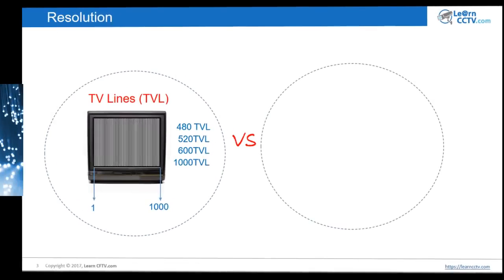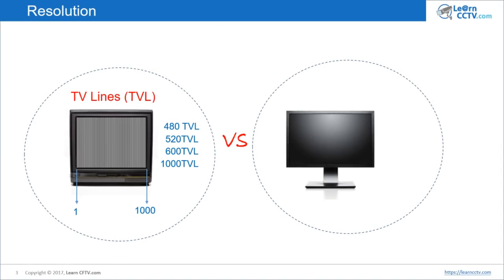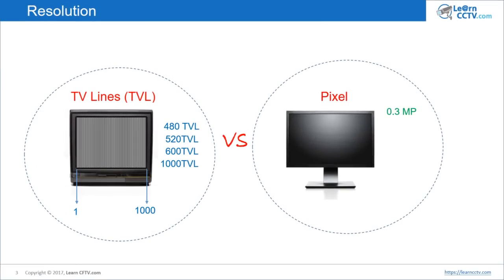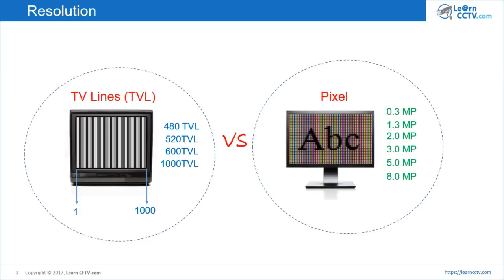In a digital system, you have here your monitor, and then you have pixels. You don't have TV lines anymore. We're talking about pixels now. And then you buy a camera, let's say an IP camera now. I'm not talking about analog anymore. I'm talking about IP now. IP camera, pixel, and then you have 0.3 megapixel, for example. You have 1.3, 2 megapixel, 3, 5, 8, and even much higher resolution in other IP cameras. And then you have the pixels, and those pixels are going to fill your screen.